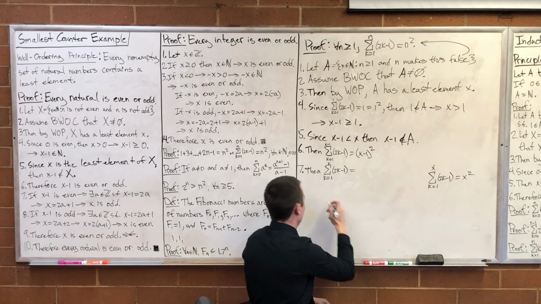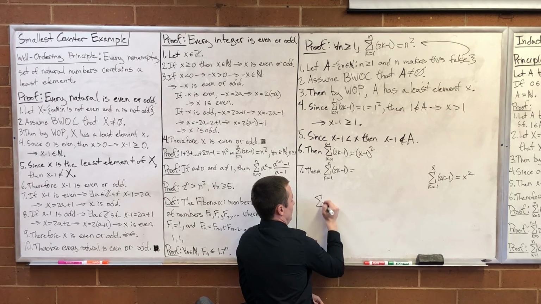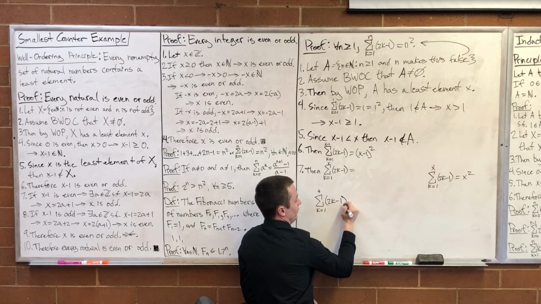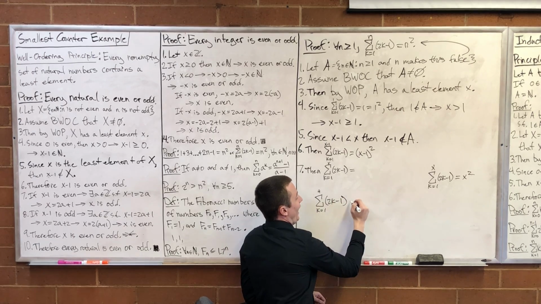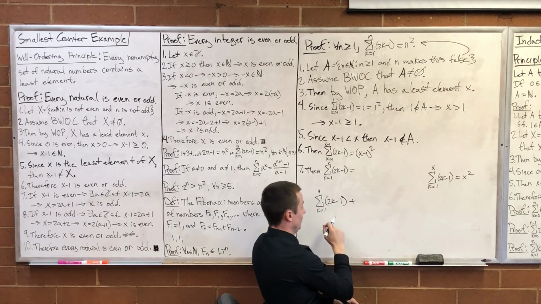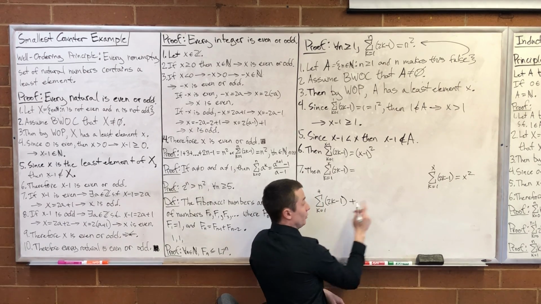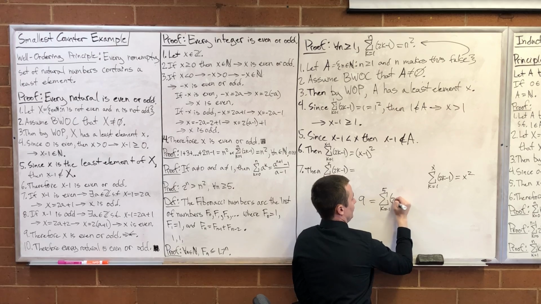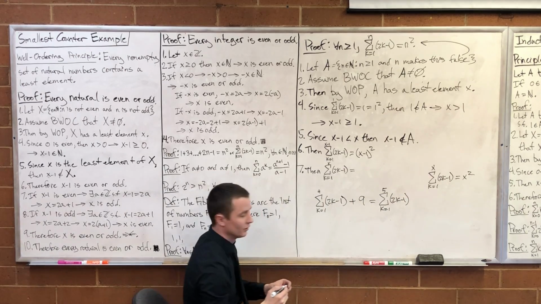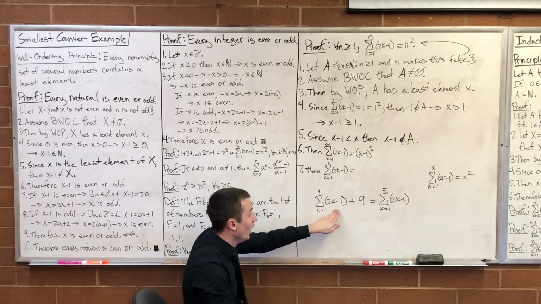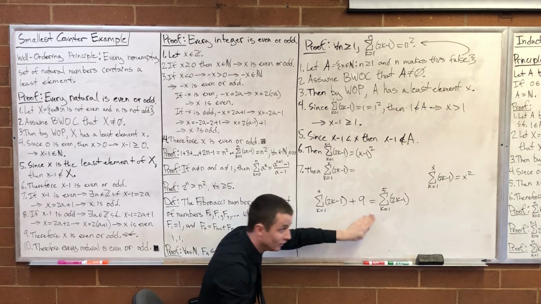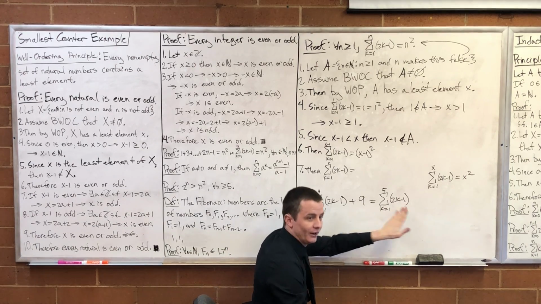Let's see. If I have the sum from k equals 1 to 4 of 2k minus 1, and I add to this 2 times 5 minus 1, or 9, then I get the sum from k equals 1 to 5 of 2k minus 1. Okay. 1 plus 3 plus 5 plus 7 plus 9 is equal to 1 plus 3 plus 5 plus 7 plus 9.